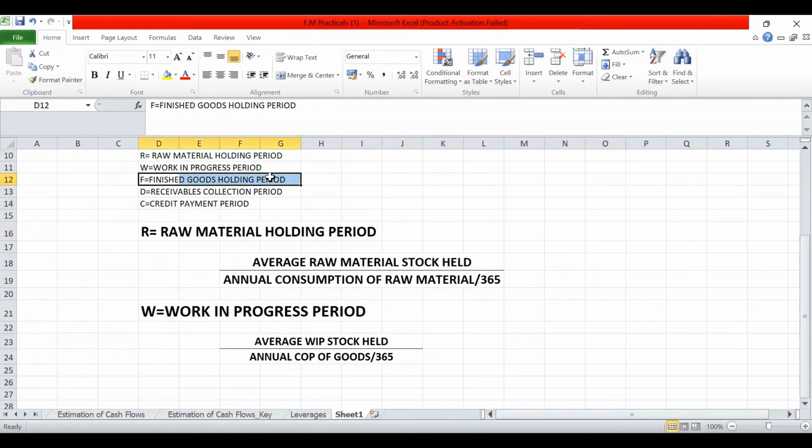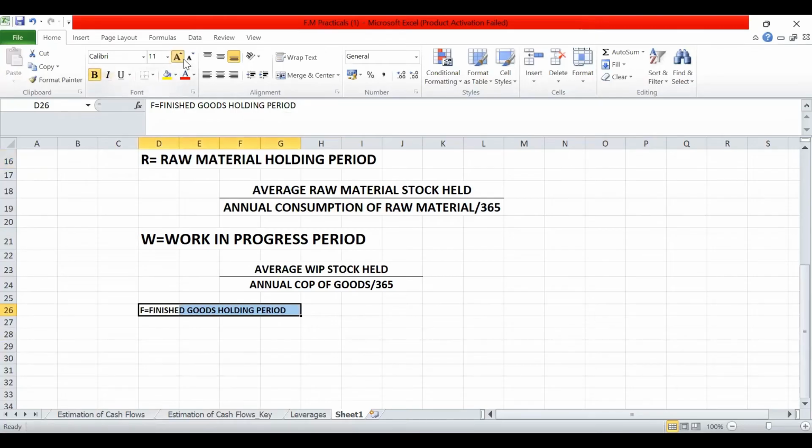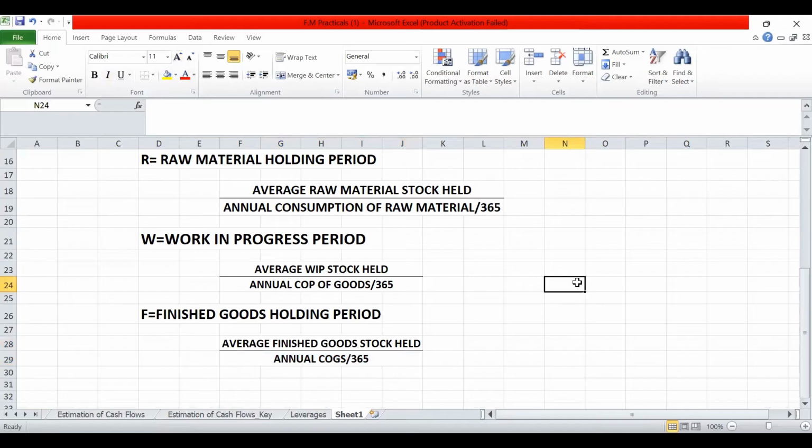Similarly, for finished goods holding period, our formula will be average finished goods stock held, right, divided by annual cost of goods sold divided by 365. And if you are having average cost of goods sold per day, you can divide by that also. So this is the formula.